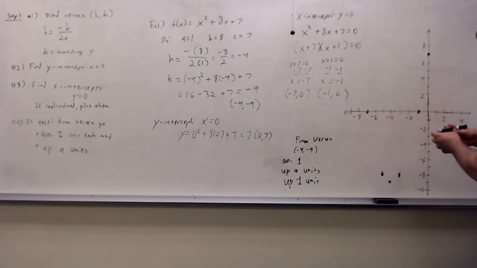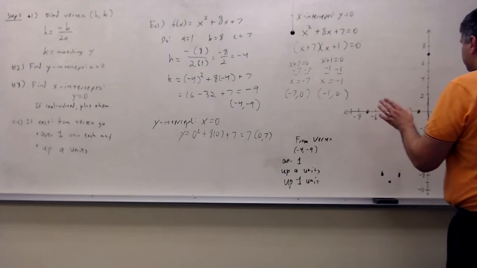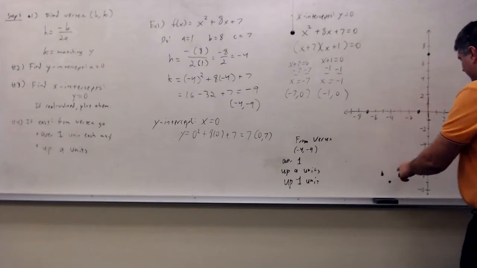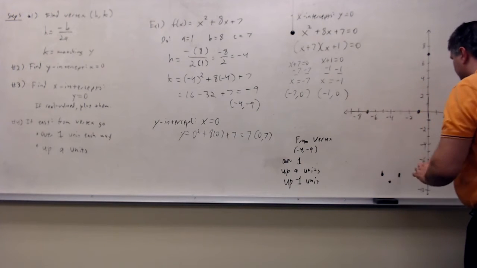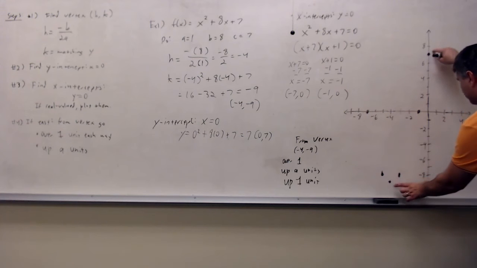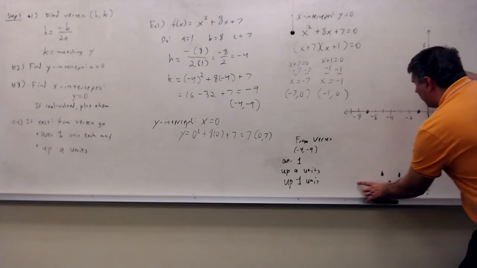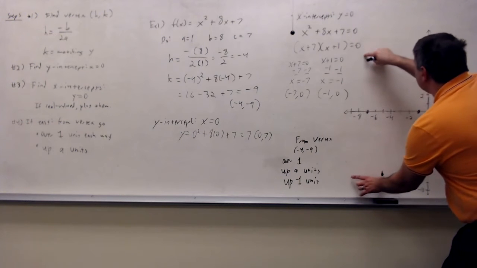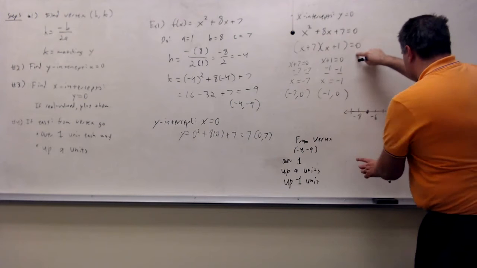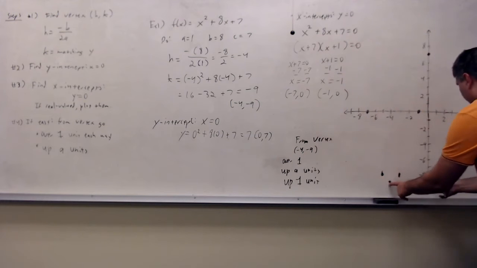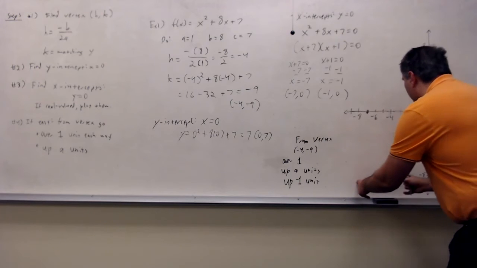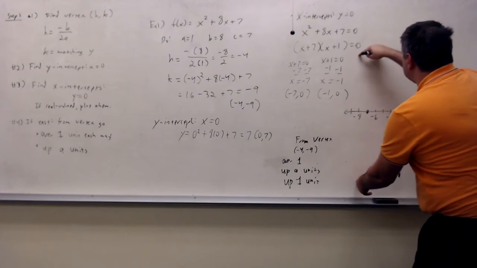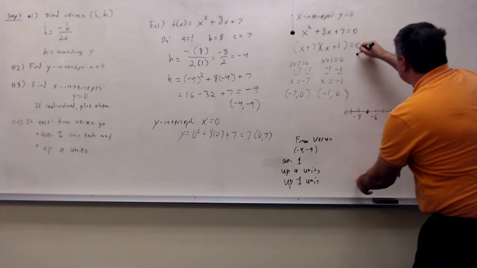Further, I'm also going to take advantage of the principle of symmetry, because the vertex is on a vertical line that cuts it in half, and each side's a mirror image. So the y-intercept was 4 units over, y-coordinate 7. So I'm going to go 4 units over again, y-coordinate 7, above the 8.